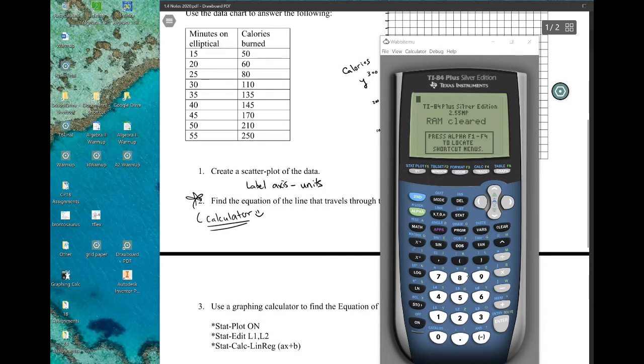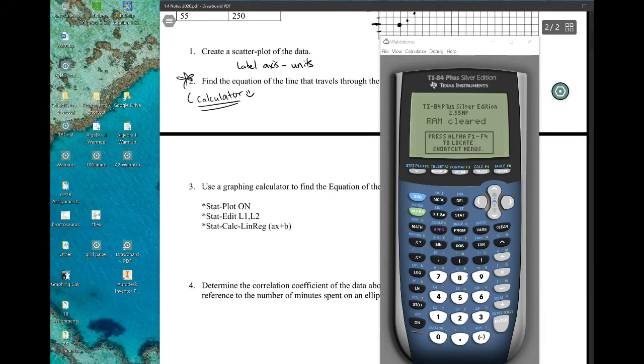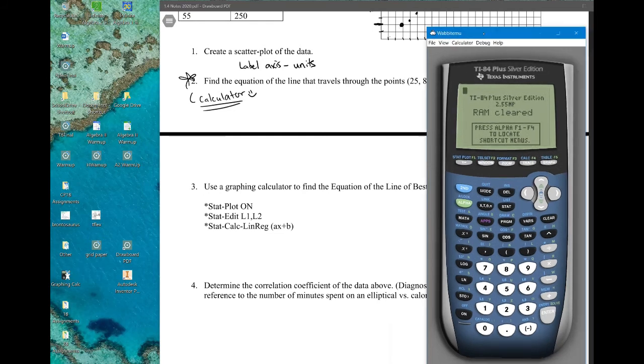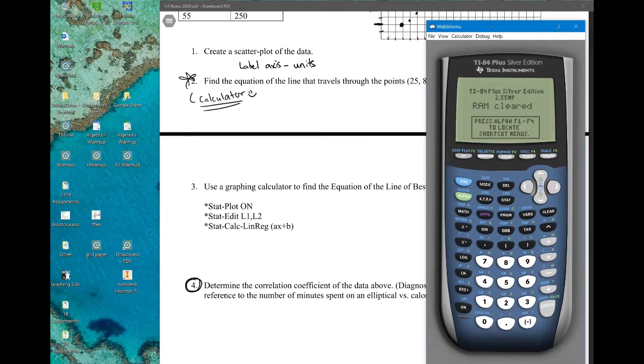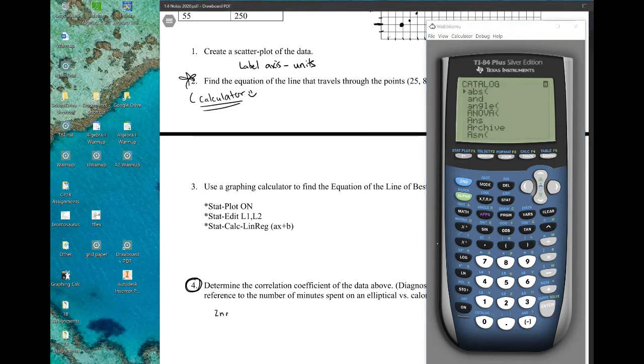If that's cleared, we're all on the same page right now, so that can be helpful. Now, we are going to eventually find the diagnostics and the correlation, so let's go ahead and do that already. We have to turn the diagnostics on. To do that, we are going to go to the catalog, which is second 0. Skipping ahead here, second 0 takes you to the catalog, and you want to scroll down until you get to diagnostics on. It's going to take a little bit, but you can get there. And we'll say DiagnosticOn.